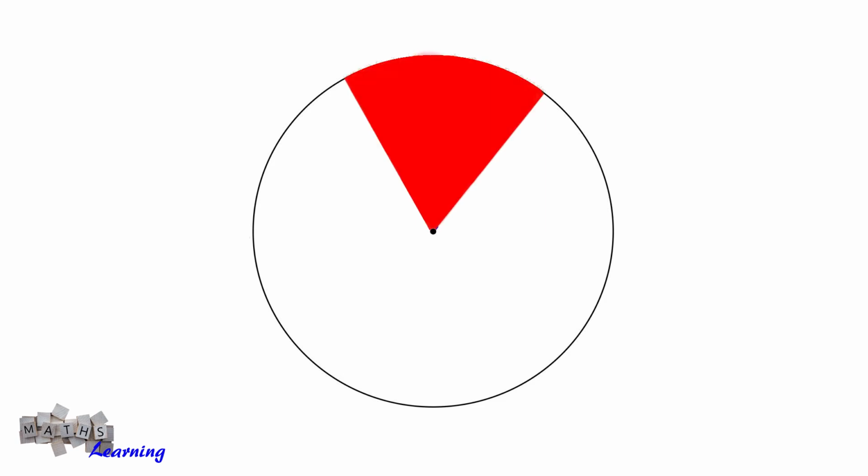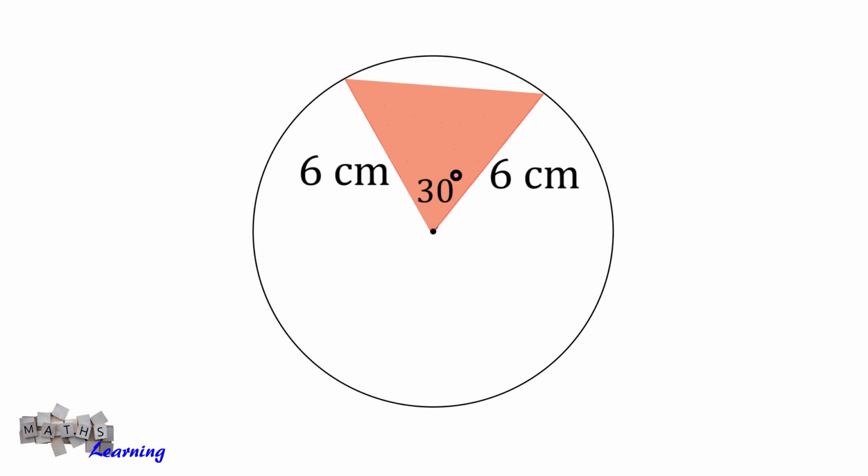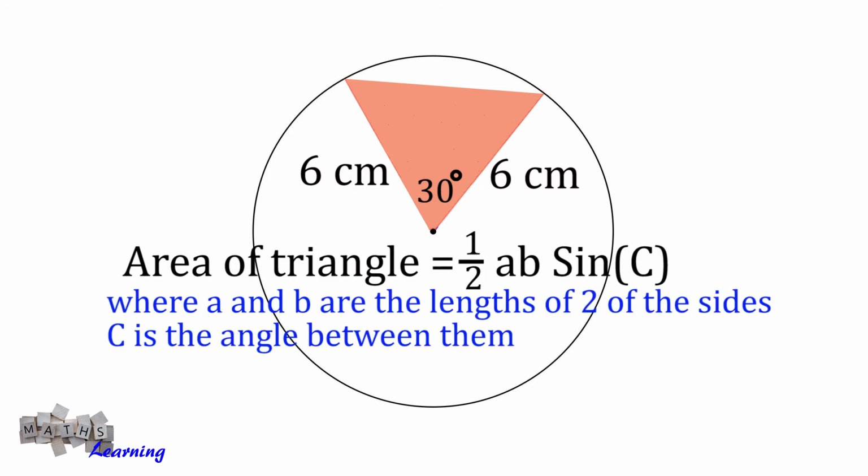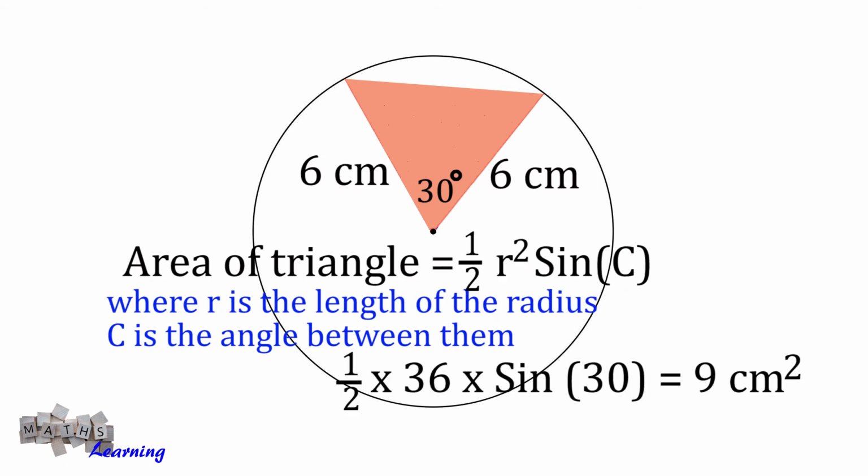To work out the area of a segment, you would have to work out the area of the sector and subtract the area of the triangle formed, which will leave you the area of the segment. So there would be some information in the question which will allow you to calculate the area of the triangle. If you have two sides of a triangle and an angle between them, then you can use the formula half AB sine C, where A and B are the lengths of the two sides of the triangle and C is the angle between them in degrees. However, in this case, A and B are of the same lengths. So here the area of the triangle is half r squared sine 30, which equals 9.